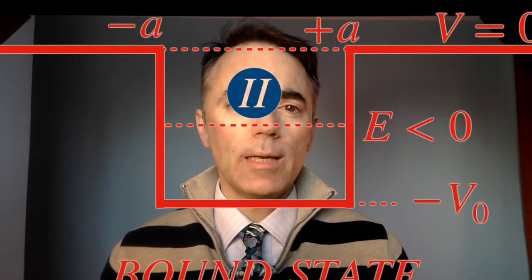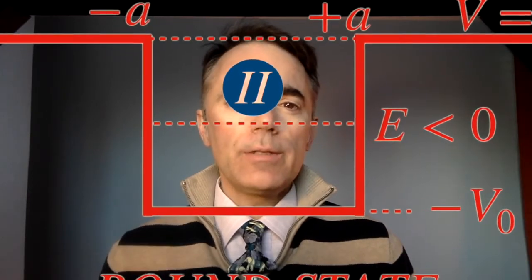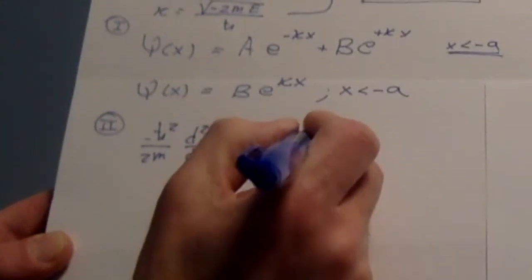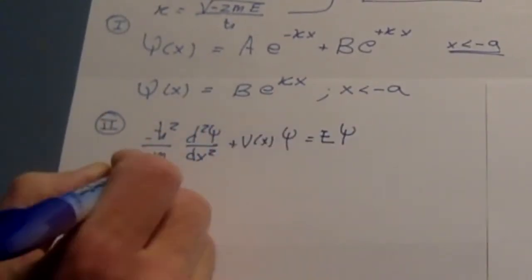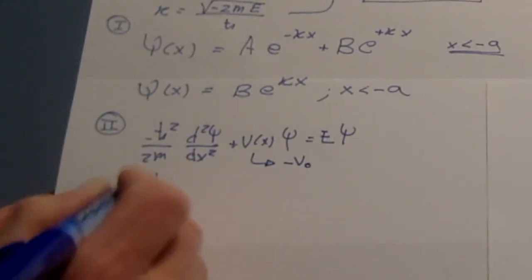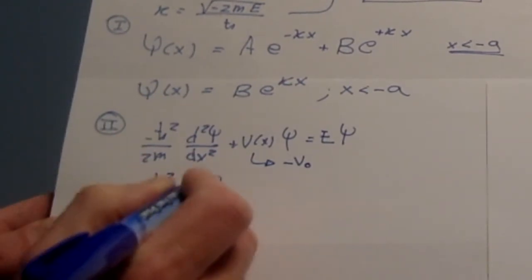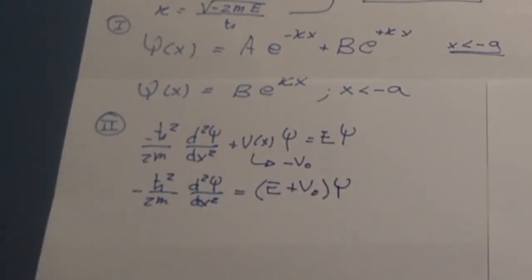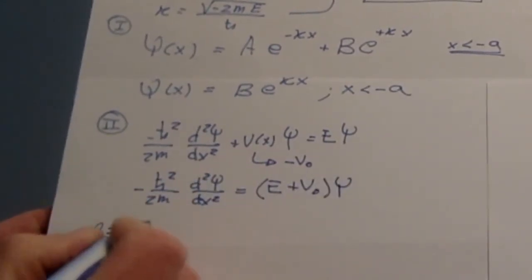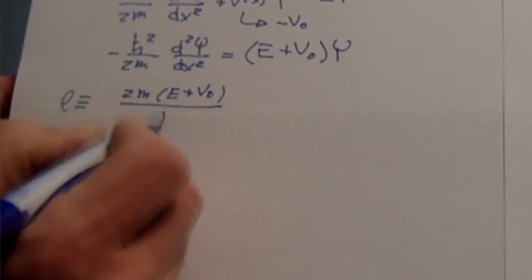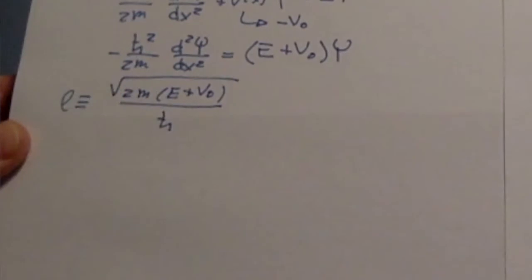Let's go to the region of the potential well, x between negative a and positive a. Here, Schrödinger's equation reads negative h bar over 2m times the second derivative of psi plus the potential times psi equals E times psi. But because the potential is negative, we write V as negative V naught. I can move the potential term to the right hand side, and now I will do another definition of variables. I will call l equal to the square root of 2m times E plus V naught over h bar.